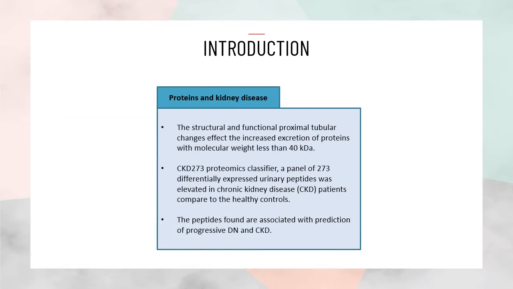In kidney diseases, the structural and functional proximal tubular changes have been shown to affect the increased excretion of proteins with molecular weight less than 40 kilodaltons, meaning that there is a higher increase of proteins less than 40 kilodaltons. And it has previously been shown that the proteomics classifier CKD273, which is a panel of 273 differentially expressed urinary peptides, was elevated in CKD patients compared to healthy controls. These peptides were found to be associated with prediction of progressive DN and CKD.